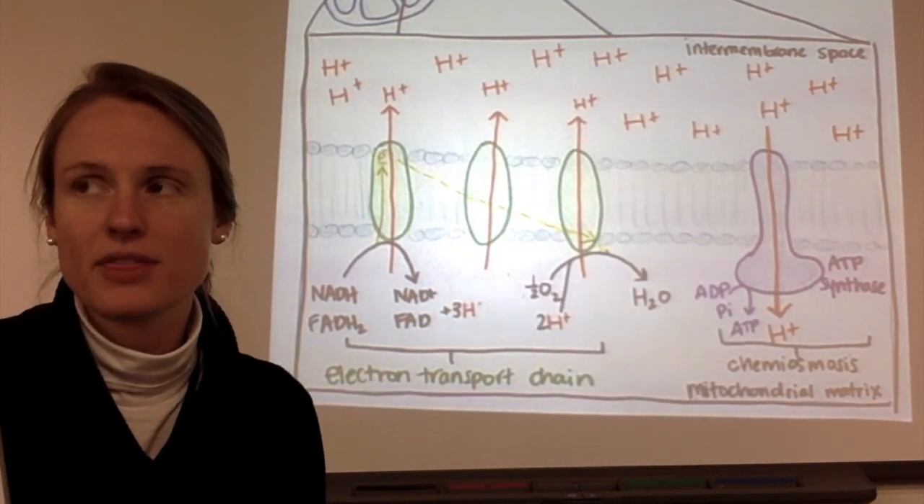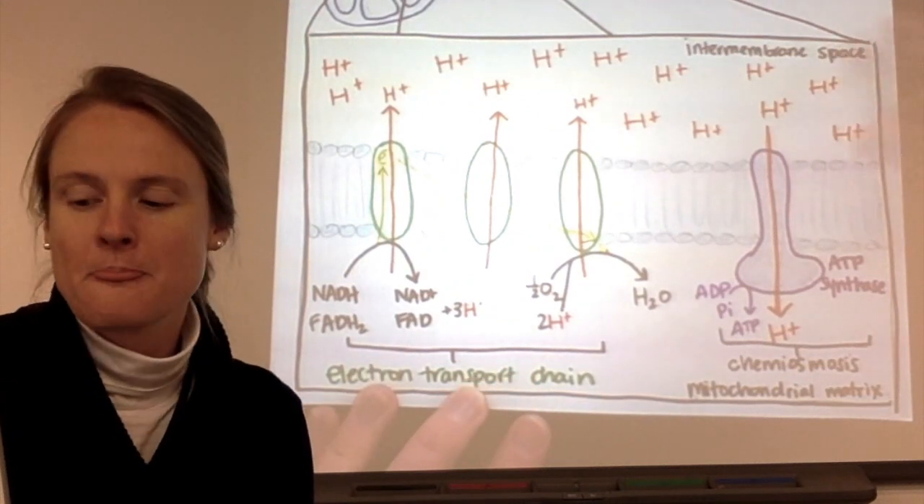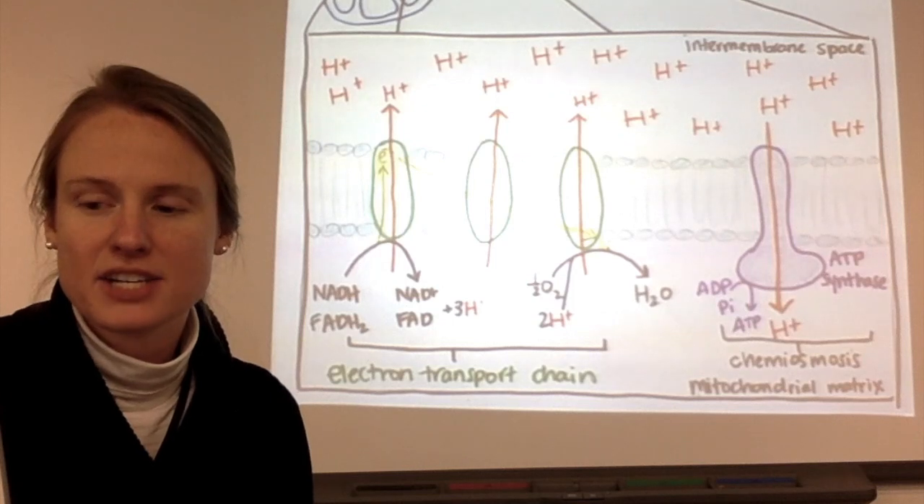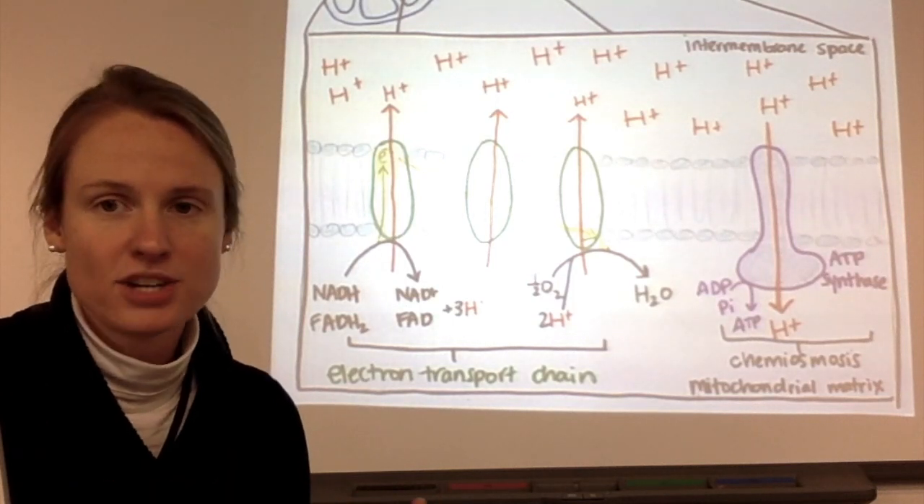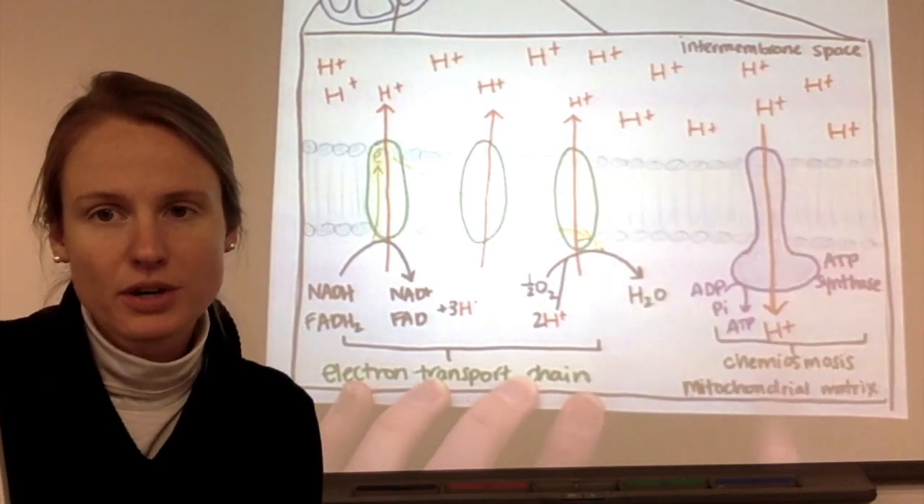So just like with the light reaction, we're building up a high concentration of protons. There's a lower concentration over here. Just like with the light reaction, those protons want to get away from each other, and ATP synthase is there for the protons to rush through.